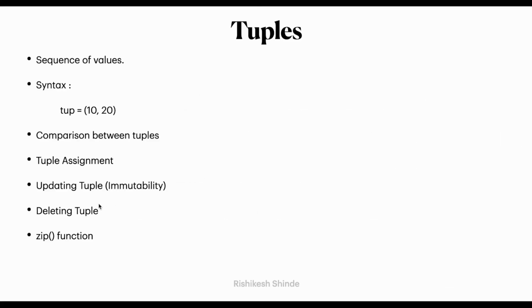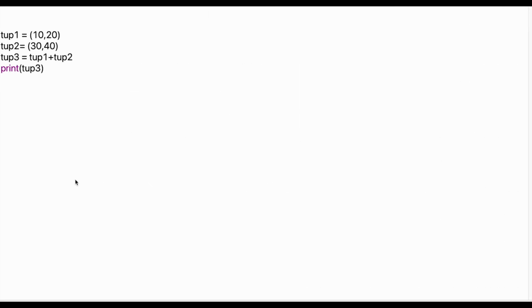Now the next point is deleting of tuples. How can we delete our tuple? It is very simple to do that. Let us say we have a tuple. I am creating the tuple here, then printing the tuple tup3, and then I will delete it. I am using the del keyword, then the tuple name. What is the tuple name? Tup3. Now our tuple will be deleted.